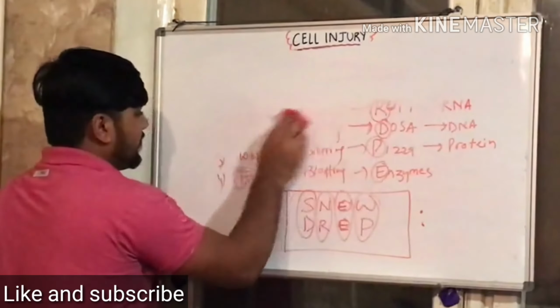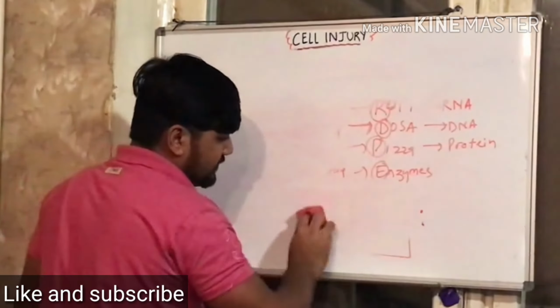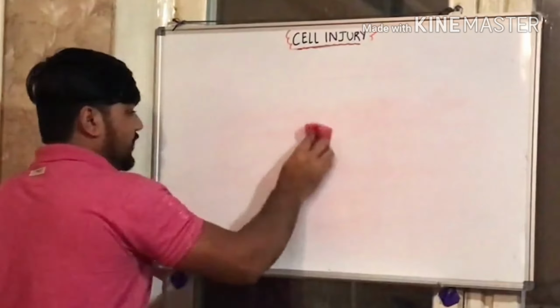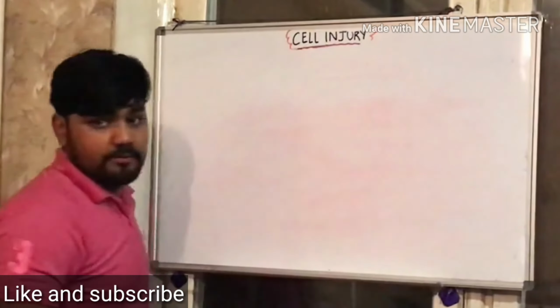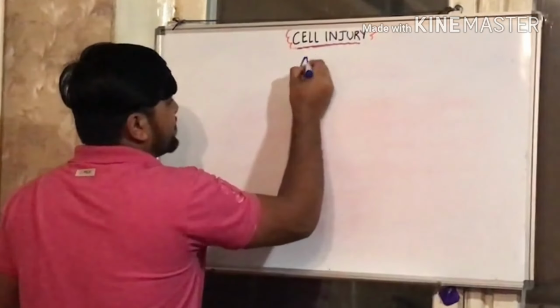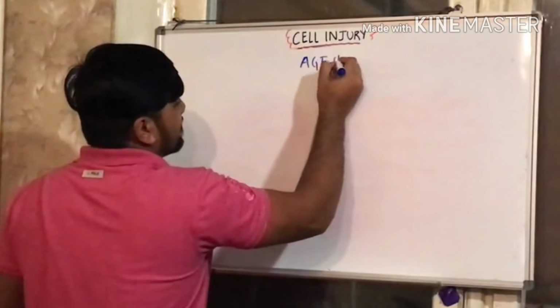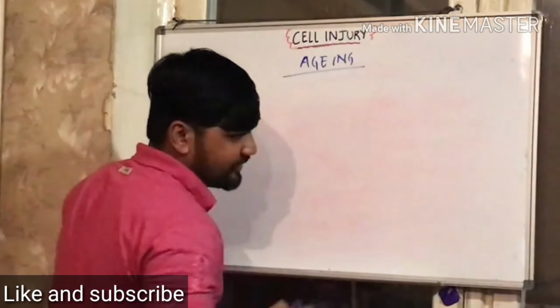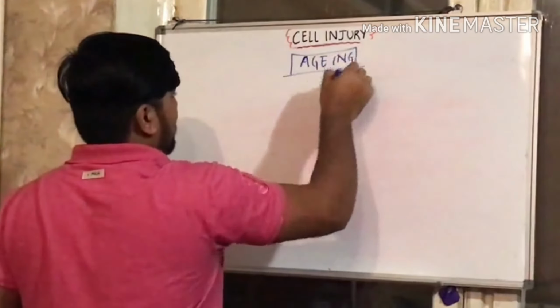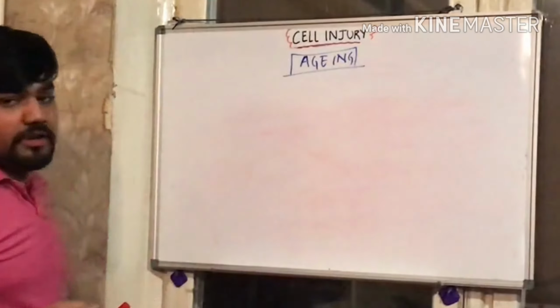So we are done with blotting techniques. We are done with stains. Now our next topic will be aging. Aging, umar ho jana, budhapa, aging. Okay, write down the definition of aging.